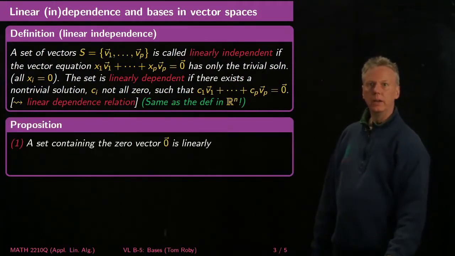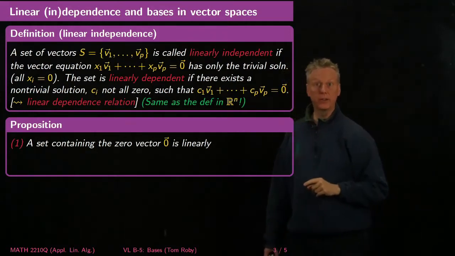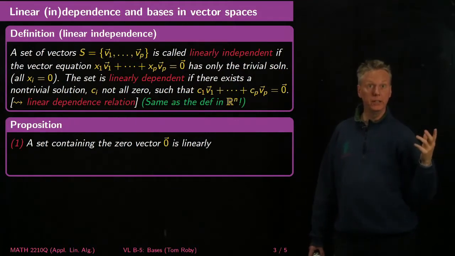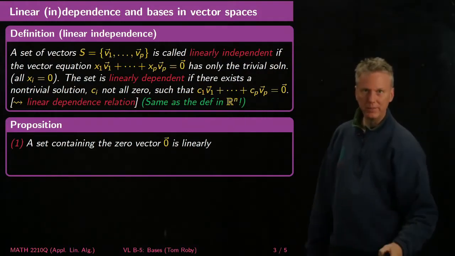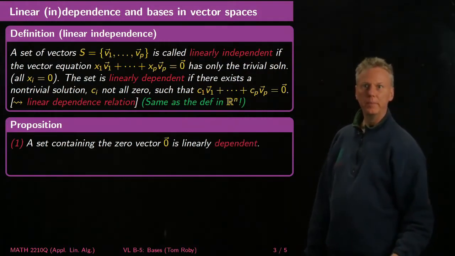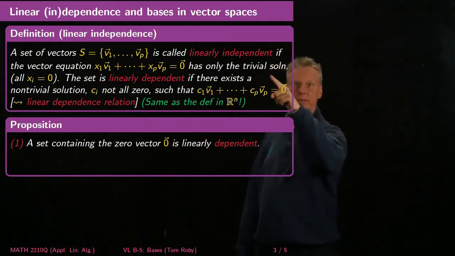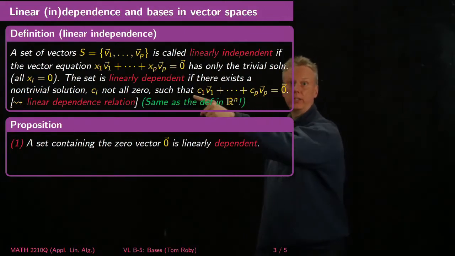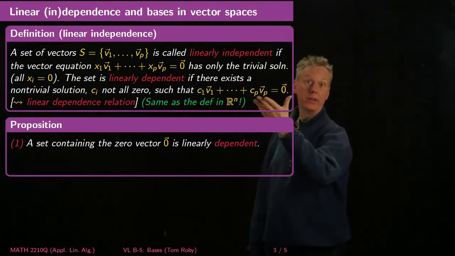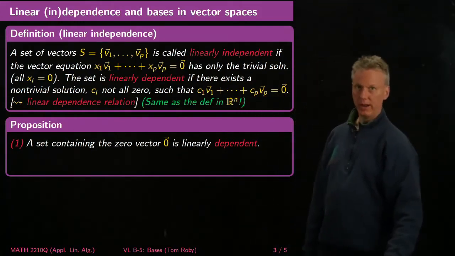So here's a proposition. Maybe you can help me fill out the last word here. A set containing the 0 vector is linearly dependent. If you got dependent, you're right. And that's just because, if I have the 0 vector, if one of these vi, say vp was 0, then I could make cp be 1 or 3 or 17 or something, and then all the other ci's would be 0, but because this one was non-zero, I'd have a non-zero linear combination, a linear dependence relation. So I can't have the 0 vector.